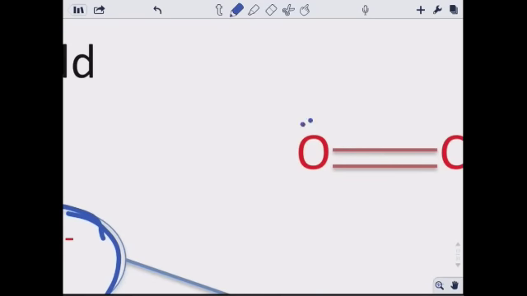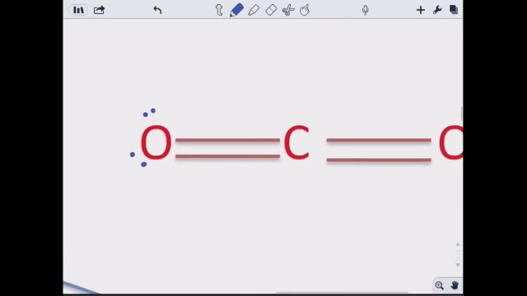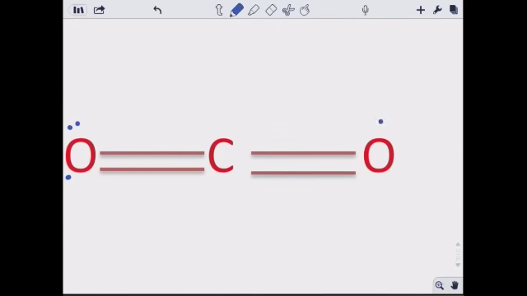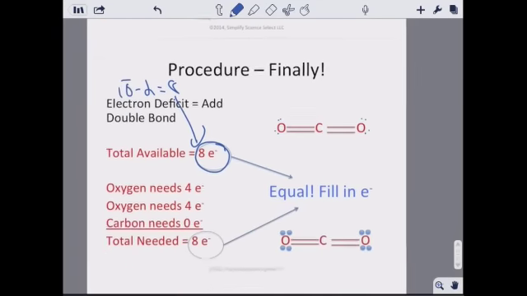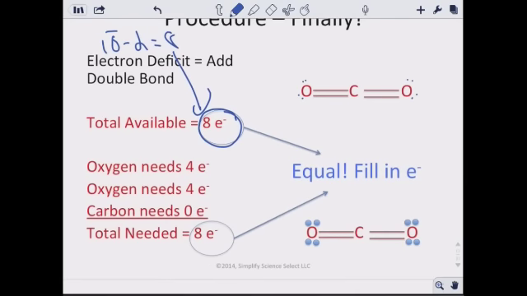1, 2, 3, 4. We put 4 around it. This oxygen needs 4. 1, 2, 3, 4. And guess what? It satisfies the octet rule. It looks like this, and that means that everybody has 8. Everybody satisfied the octet rule, and we're done.